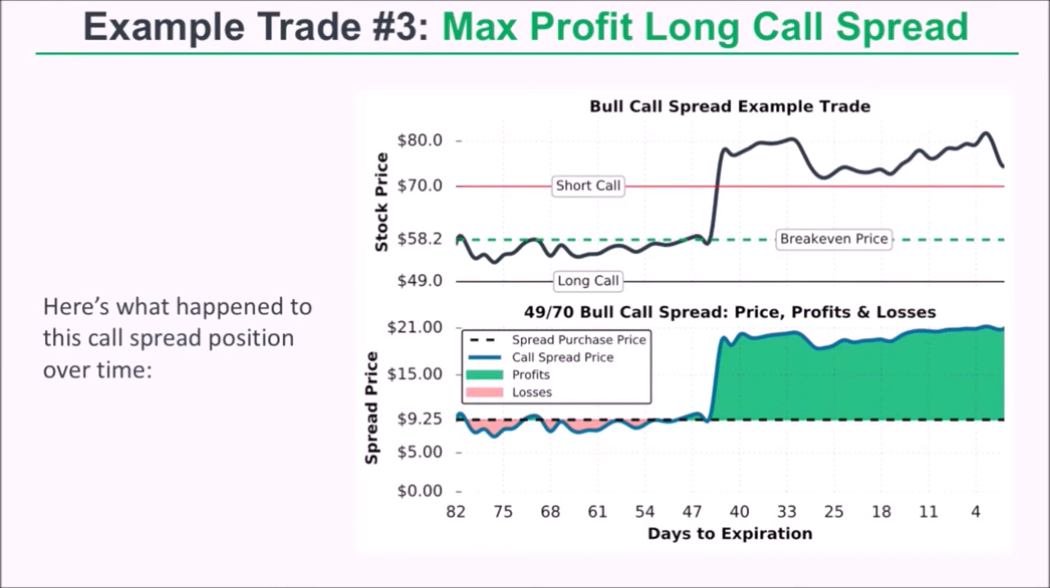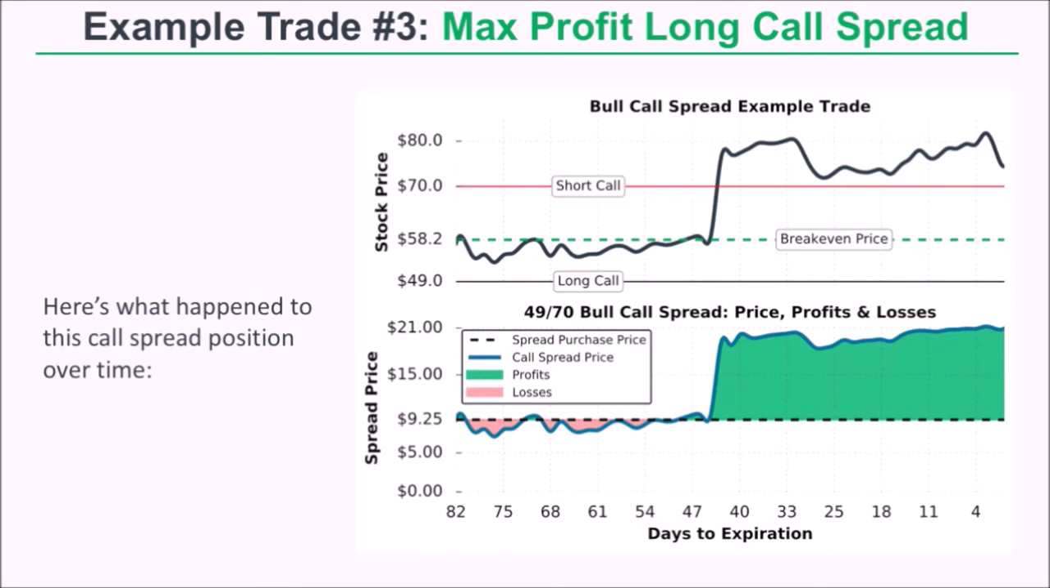So as we can see here, between 82 days to expiration and around 47 days to expiration, the stock price is just remaining right around that break-even price of $58.20. However, right around 45 days to expiration, the stock price surges from 58.20 to right around $80. So at that point, this spread is actually significantly in the money, and we can see that the spread's value increased as the stock price shot up.